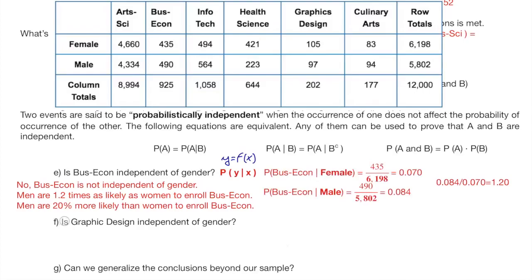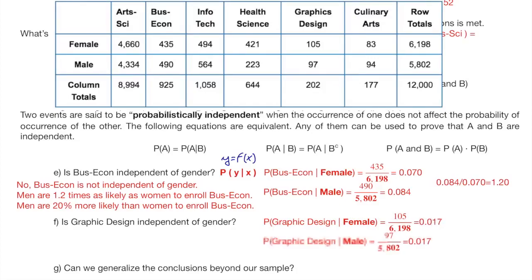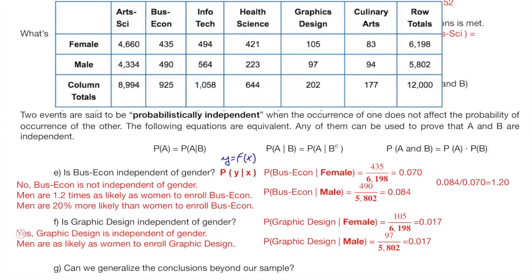Question F. Is graphic design independent of gender? We do the same. The probability of graphic design given female is 0.017. The probability of graphic design given male is 0.017. These two probabilities are the same, so the answer is yes, graphic design is independent of gender. Men are as likely as women to enroll graphic design. This is an example in which we don't have association.